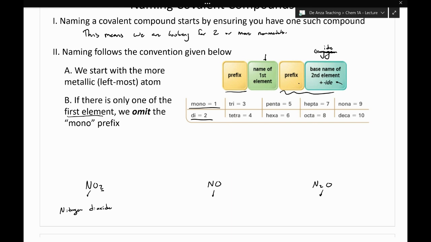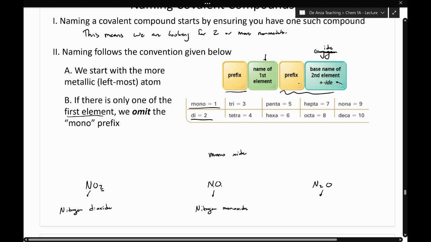If we go to this next example, we have NO. So once again, we have a single nitrogen, and in this case, we have a single oxygen. So we don't have to specify the mono for the single nitrogen, so we'll say nitrogen. And then for the oxygen, now we have one oxygen, so we'll say monoxide. You might imagine that instead it would be monooxide, doubling the O's from the mono prefix and then oxide from the base name of the second element plus IDE. But to avoid too many vowels consecutively, we get rid of one of those O's to give us monoxide.